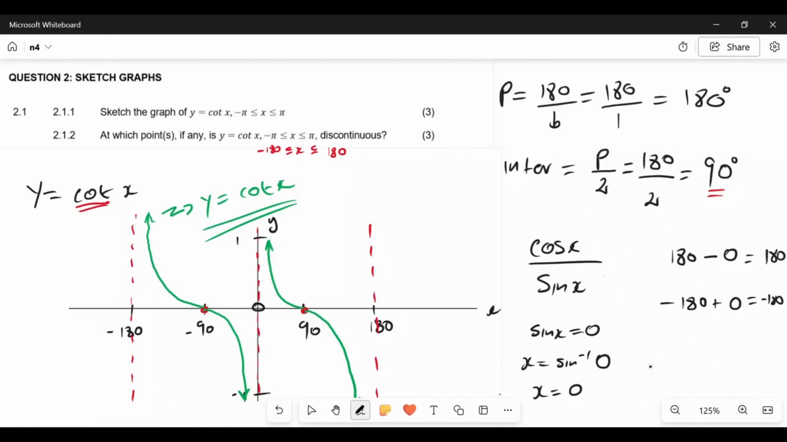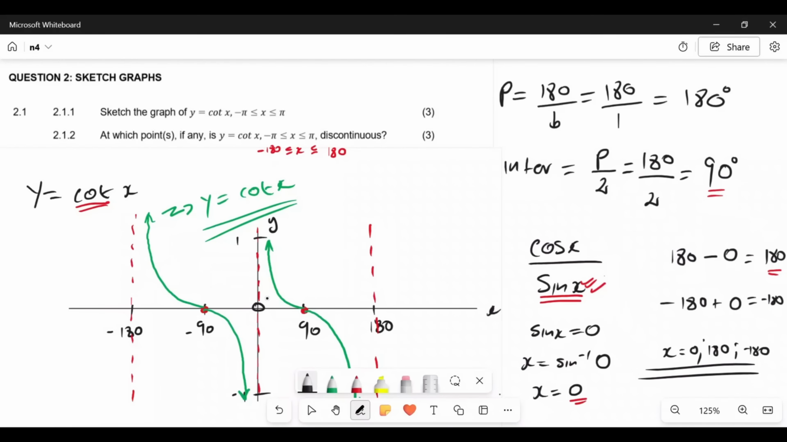Remember, for a function to be discontinuous, it should be divided by 0 when you substitute them. So we are actually dealing with sine there. If we substitute x there, which is 0, this is going to give us 0. Also, if we substitute 180, that is going to give us 0. Also, if we substitute negative 180, that is going to give us 0 there. So at these 3 points, where x is 0 and 180 and negative 180, these are the points where our function is going to be discontinuous.